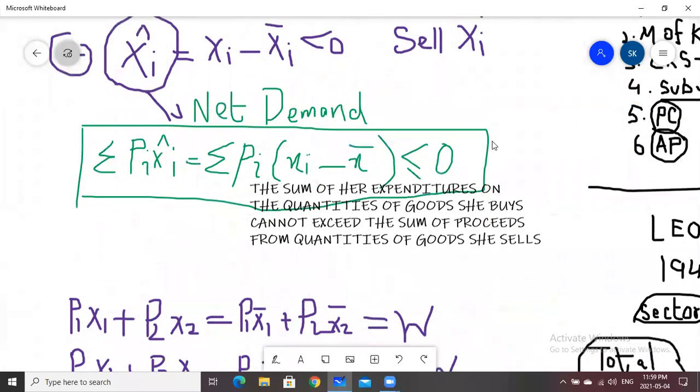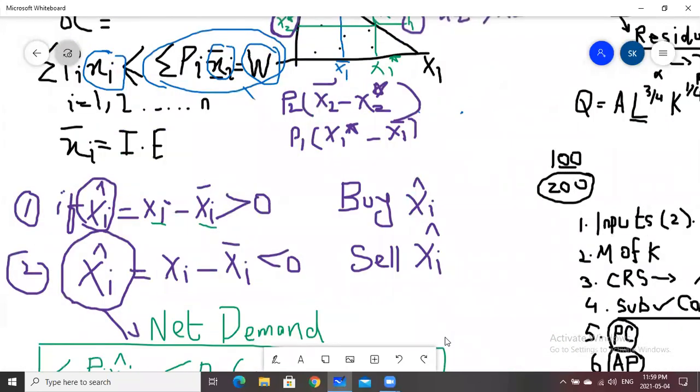Therefore, this whole is derived, and after this, we will move towards the consumption decision in terms of net demands. The lecture right after this will help us find the consumption decision in terms of net demand.